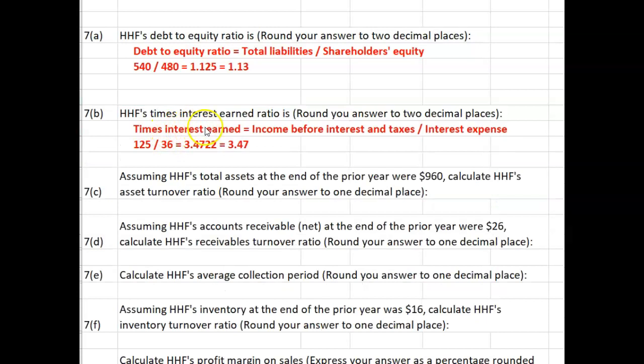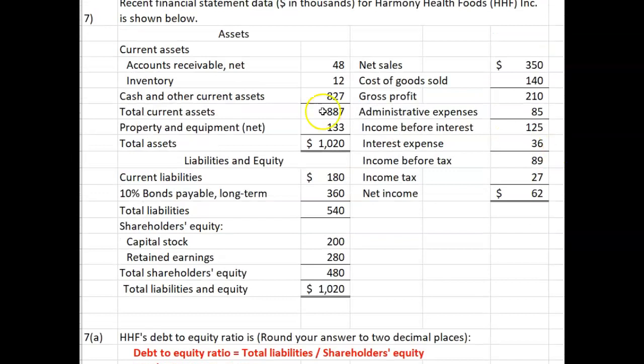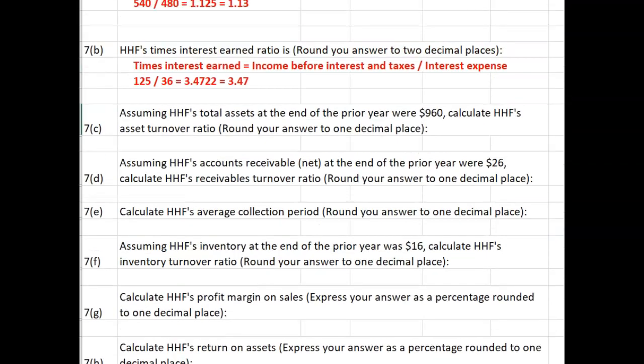The times interest earned ratio is calculated as income before interest and taxes divided by interest expense. The income before interest and taxes is $125,000, and the interest expense is $36,000. So 125 divided by 36 equals 3.4722, which rounds to 3.47.